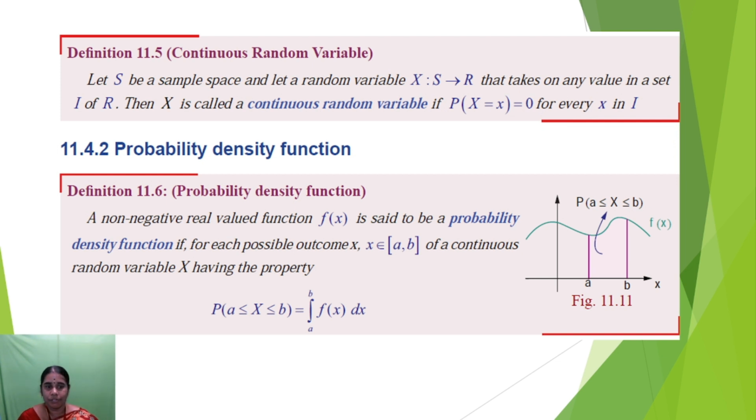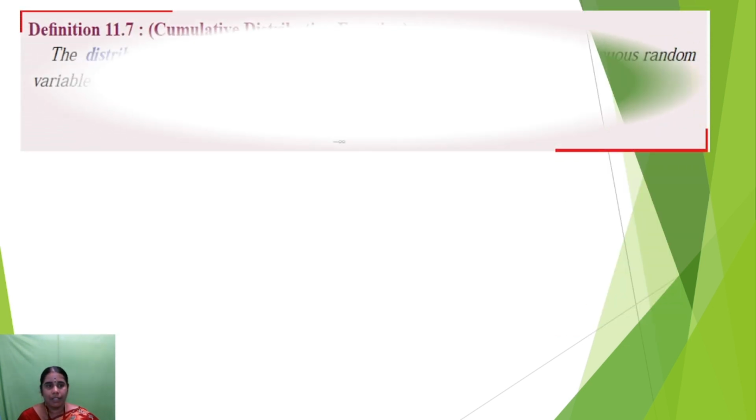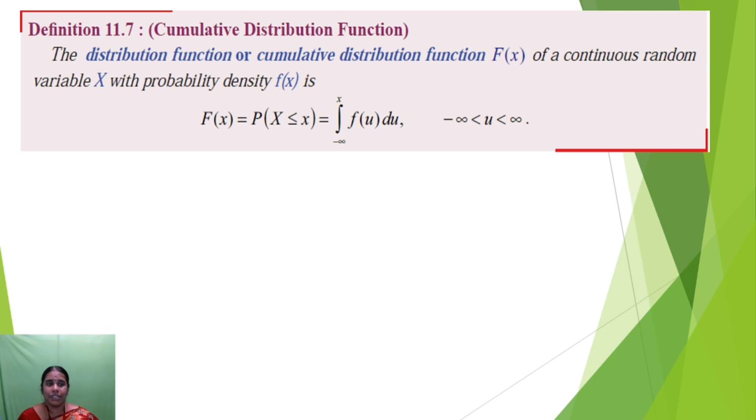Next, all those things were for discrete. Now we go for continuous random variables. For a continuous random variable, S is a sample space and let a random variable X take any value in a set, then X is called a continuous random variable. Probability density function is calculated as, for each possible outcome x belonging to a comma b, p of a less than or equal to X less than or equal to b equal to the integral from a to b of f of x dx.